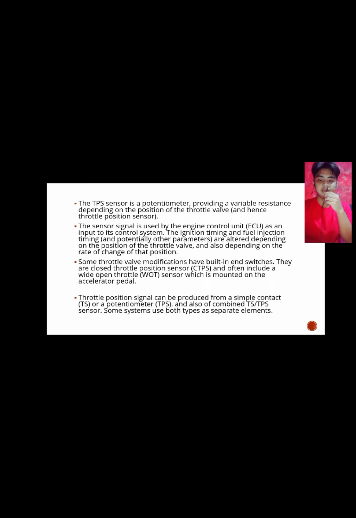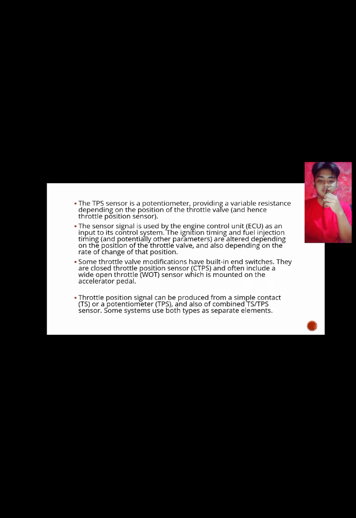The TPS sensor is a potentiometer, providing a variable resistance depending on the position of the throttle valve, and hence the name throttle position sensor. The sensor signal is used by the engine control unit or ECU as an input to its control system. The ignition timing and fuel injection timing, and potentially other parameters, are altered depending on the position of the throttle valve, and also depending on the rate of change of the position.